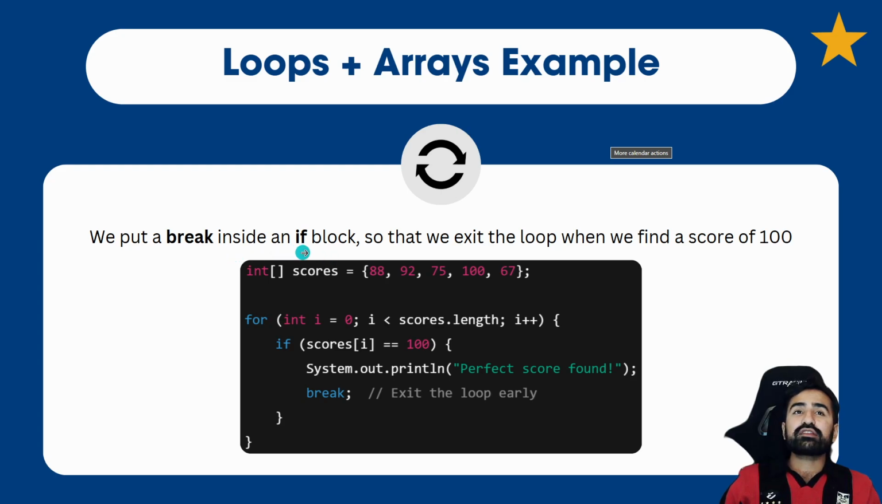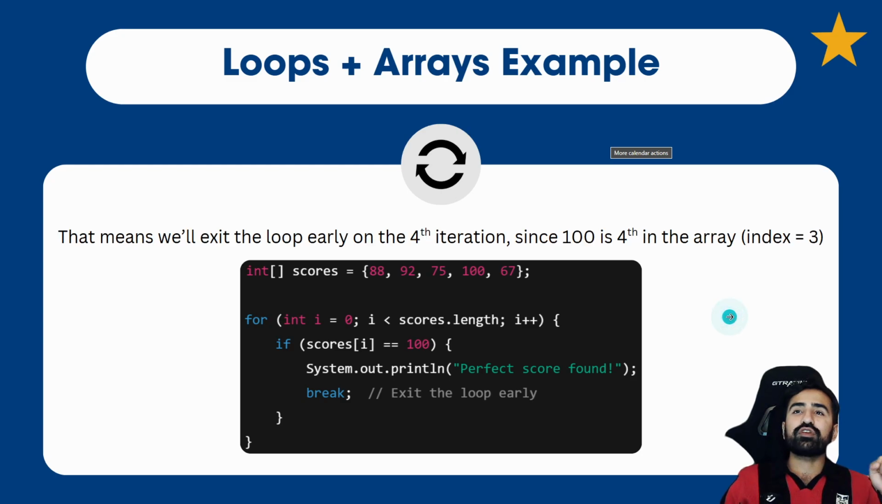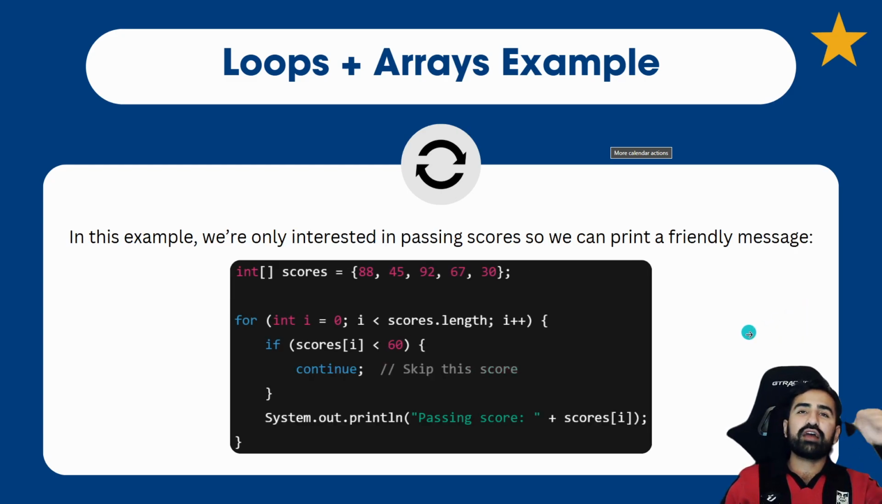So we put in a break inside the if block so that we exit the loop once we find that perfect score of 100. This means we'll exit the loop on the 4th iteration because the 100 is on the 4th one. That means we never actually access the 5th element because we leave the loop with that break statement. The 4th element, remember, is index 3, not index 4. We're going to have to hammer that in so that we don't forget.